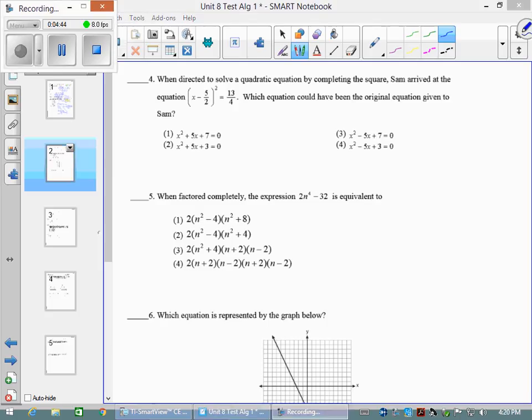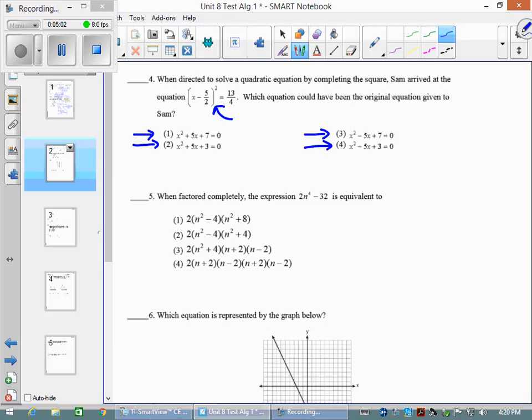Okay, so when I'm looking at question 4, the one way you could approach it, since this is partially solved by completing the square, you could take each choice and start trying to get them into that form using the completing the square method. But because this will take a long time, I would like to show you a shortcut with this question.